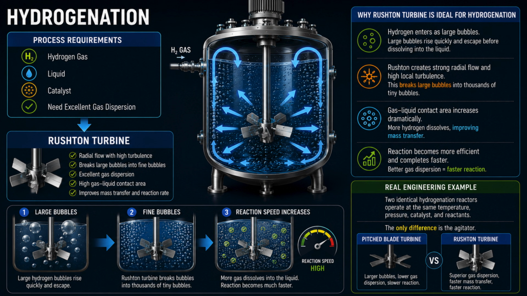Now consider a hydrogenation reaction. Hydrogen enters the reactor as gas bubbles. The catalyst is suspended in the liquid. The chemistry is correct. The temperature is correct. The pressure is correct. But the reaction is progressing slowly. Why? Because the limiting step isn't chemistry. It's gas-liquid mass transfer. Large hydrogen bubbles escape before enough gas dissolves into the liquid. A Rushton turbine solves this problem by generating strong radial flow and high local turbulence. Large bubbles break into thousands of tiny bubbles. The gas-liquid contact area increases dramatically, and the reaction becomes much more efficient.